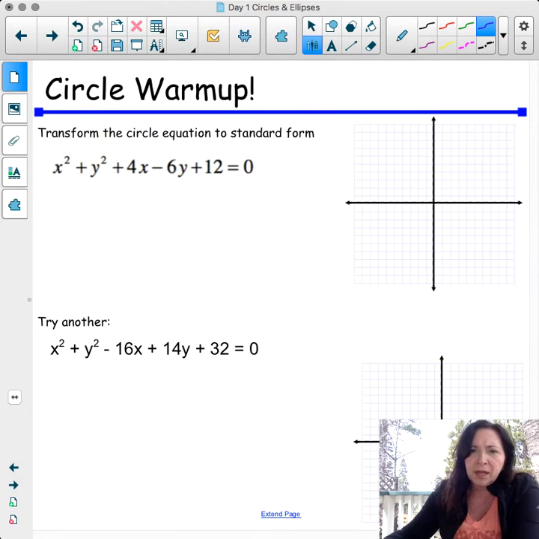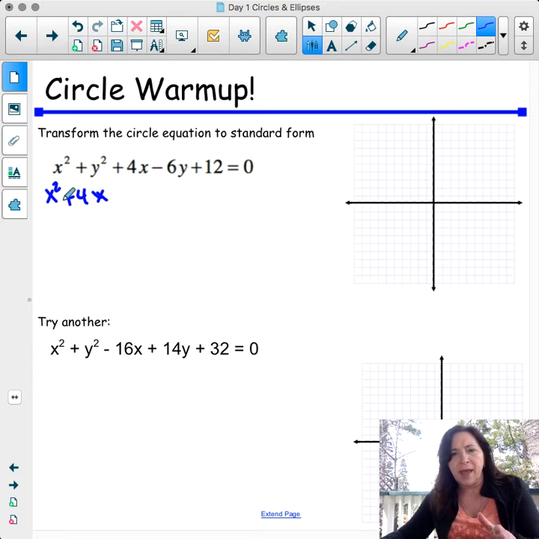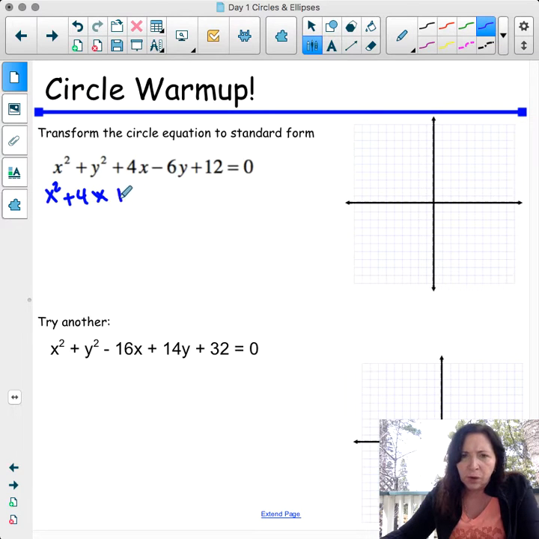So transforming an equation, this is general form, see how it's equal to 0. Transforming the circle equation to standard form, I am going to need to complete the square. So in order to do that, first I'm going to group my x terms. So I'm going to go x squared plus 4x. And then remember that if you have an x squared term and an x term, you are going to need to complete that square. So you're going to take half of the middle term, which is 4, take half of that b term, which is 2, square that, and that's 4.